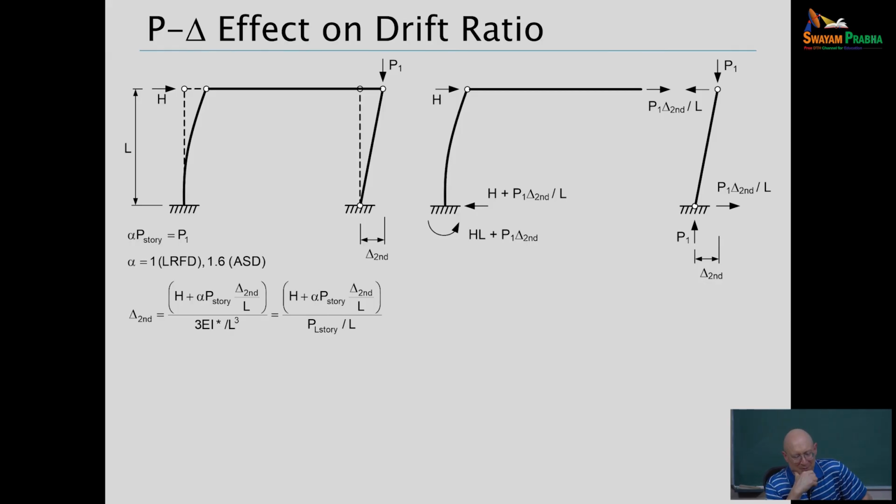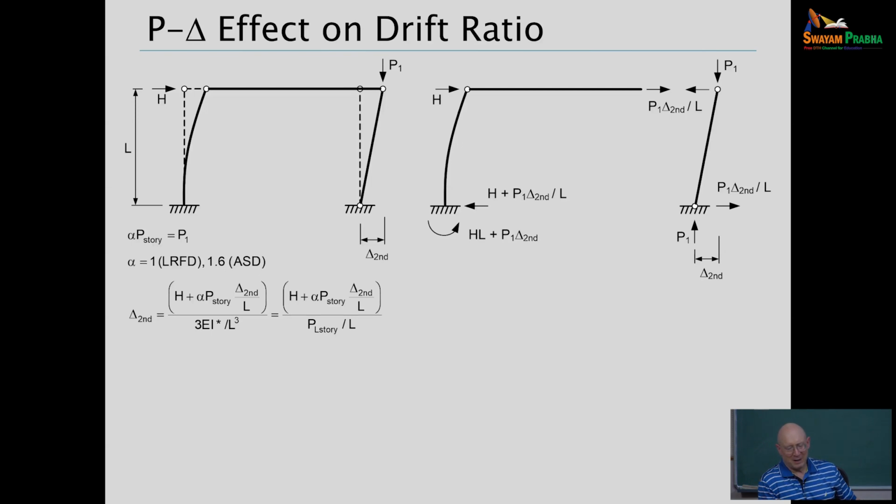So what did I just bring up here with these equations? I've got a delta second. Here in this example, P1 is alpha P story. P1 is the entire story vertical load. And you can see, okay, that's just my shear on the lateral load resisting system, H plus alpha P story times delta second over L, right? If I want my deflection of the cantilever, I need to divide that by 3EI over L cubed. Then the second equation puts that in terms of the stiffness, P e L story.